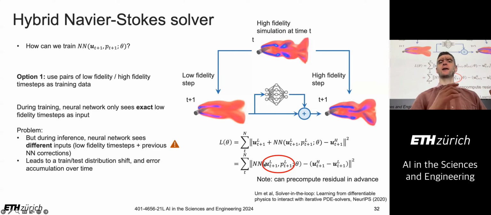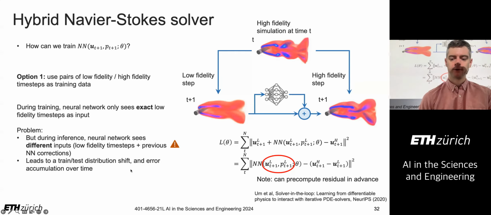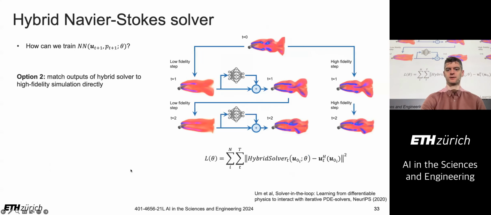Does this make sense? We have this so-called train-test distribution shift between how we train it and how we carry out inference. So there's another option for training this, which is doing this. What we do instead is unroll our algorithm over multiple time steps to train it, instead of just training it over one time step or a collection of many time steps.